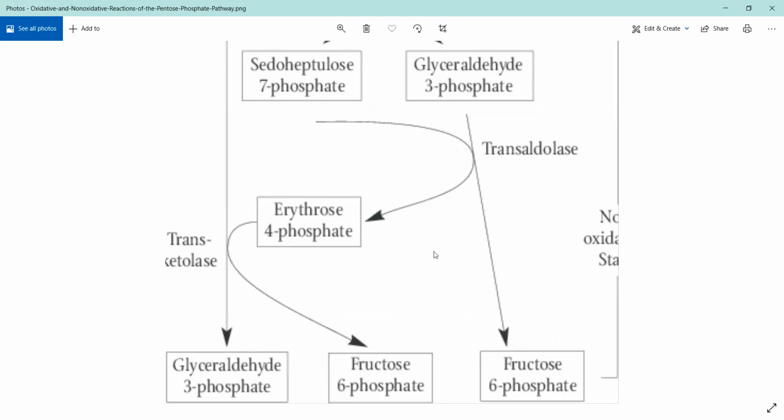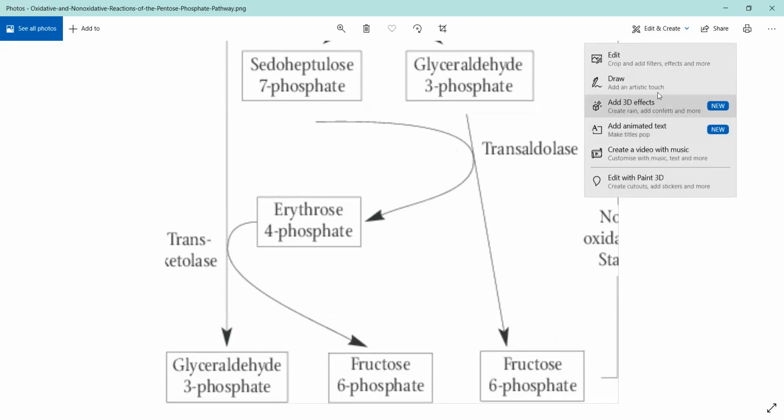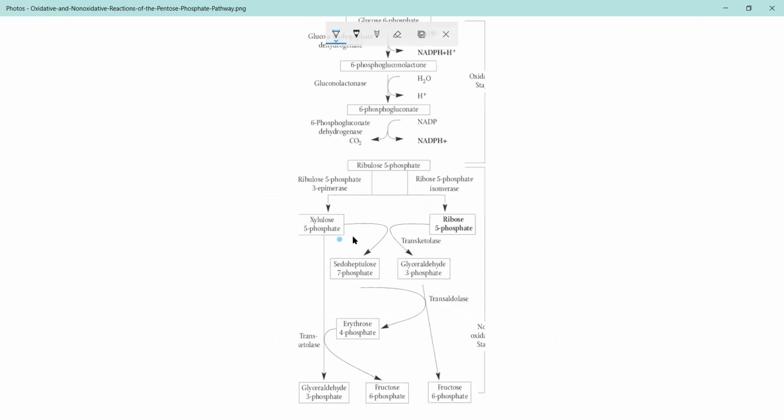So if you see here, one second, this is a 7 carbon molecule. Let me use a thinner pencil. This is a 3 carbon molecule. Both of them are adding together making 10 carbons, right? Those 10 carbons will, in the presence of transaldolase, be separated again unequally to make a 4 carbon molecule and one 6 carbon molecule.